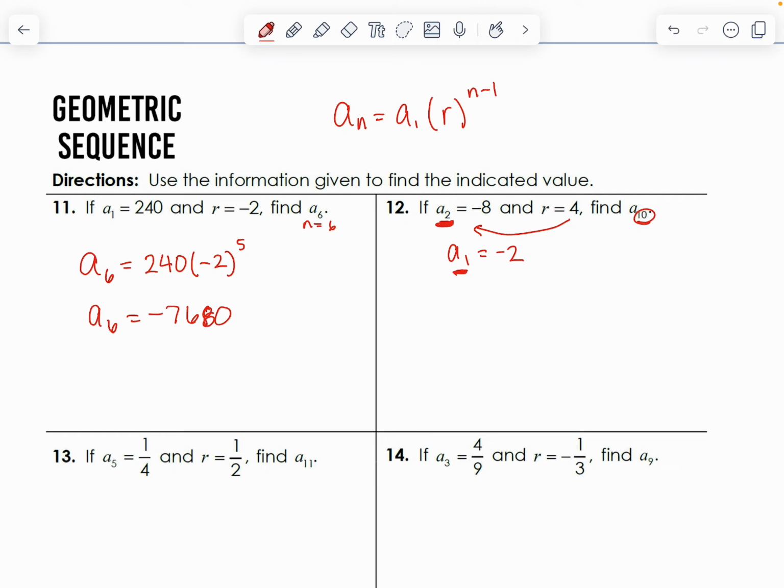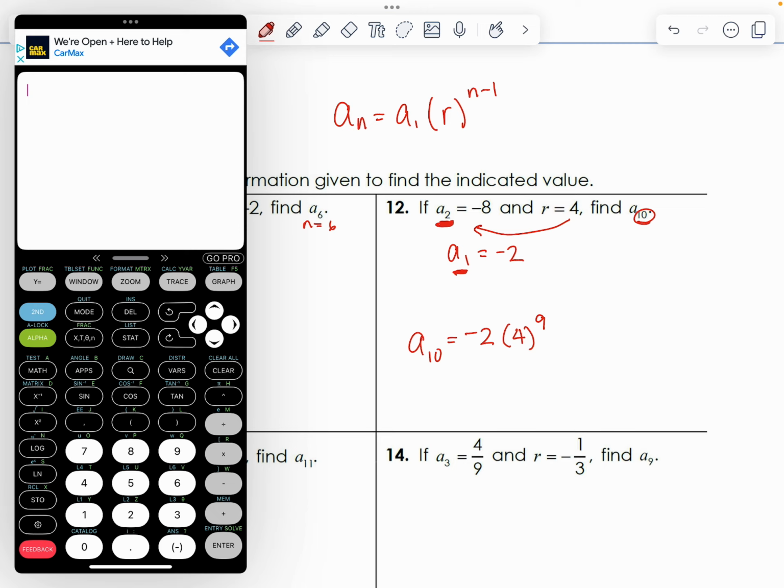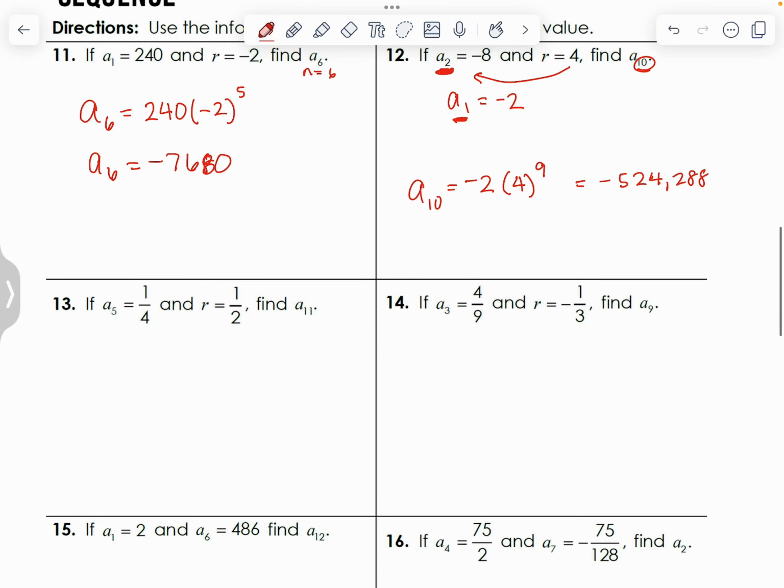But since we already know what A1 is, it's negative 2, R is 4, and this is being raised to the 9th power because we did end up going back to the first term. So this is going to be a pretty big number, I think. Negative 2 times 4 to the 9th power. I mean, it's not small. Let's go. Negative 524,288.